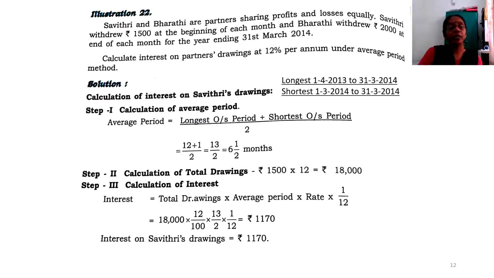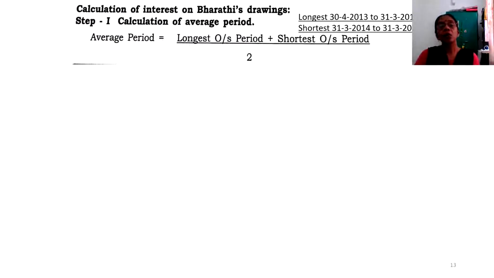Let us see Bharati's withdrawals here. Bharati is going to withdraw at the end of every month. So our year stands as it is, 1st of April 2013 till 31st March 2014. Here, when is the first withdrawal, students? April it begins, but does she withdraw on 1st of April? Not exactly. She is going to withdraw on 30th of April. So 30th April 2013 is her first withdrawal. Of course, the ending period would be the same, 31st March 2014. That would be her longest period.